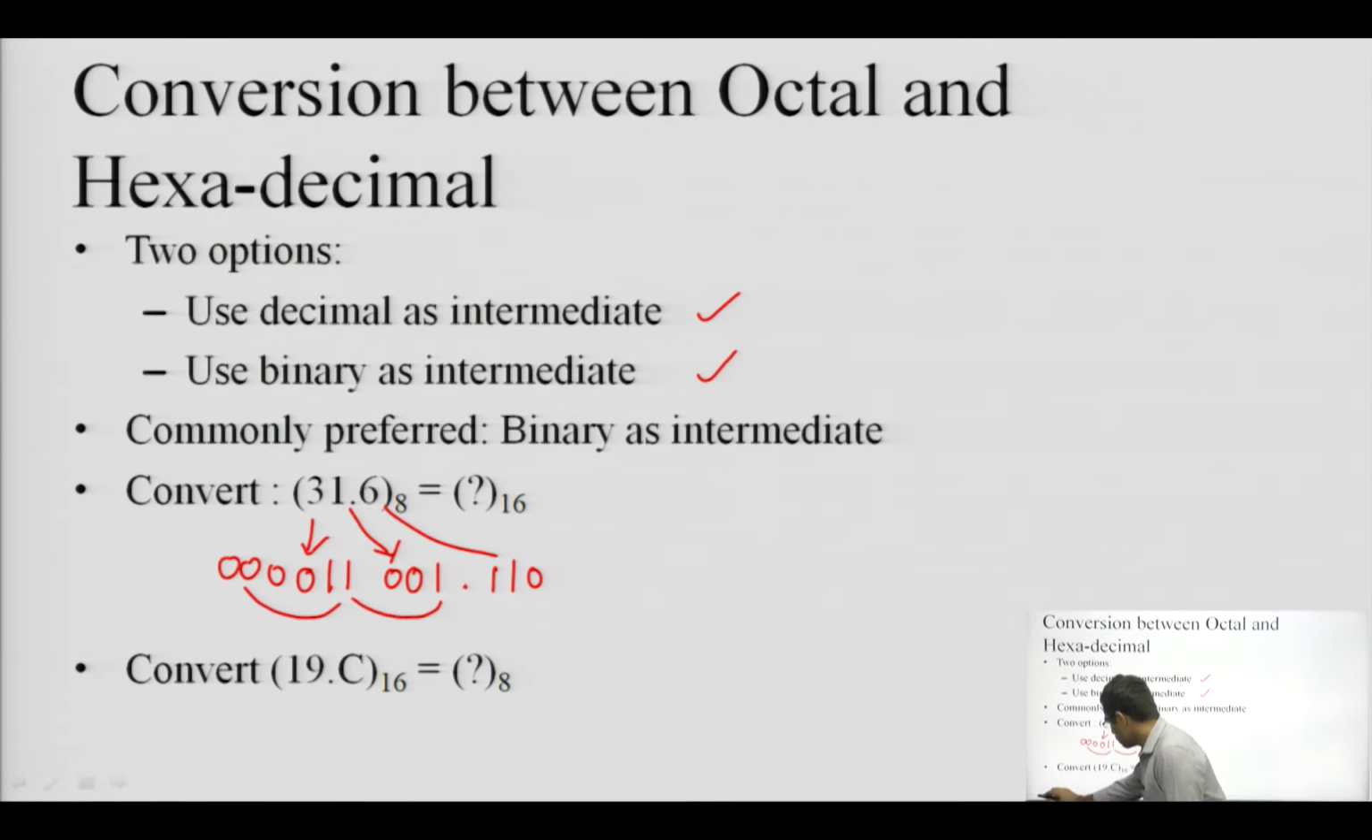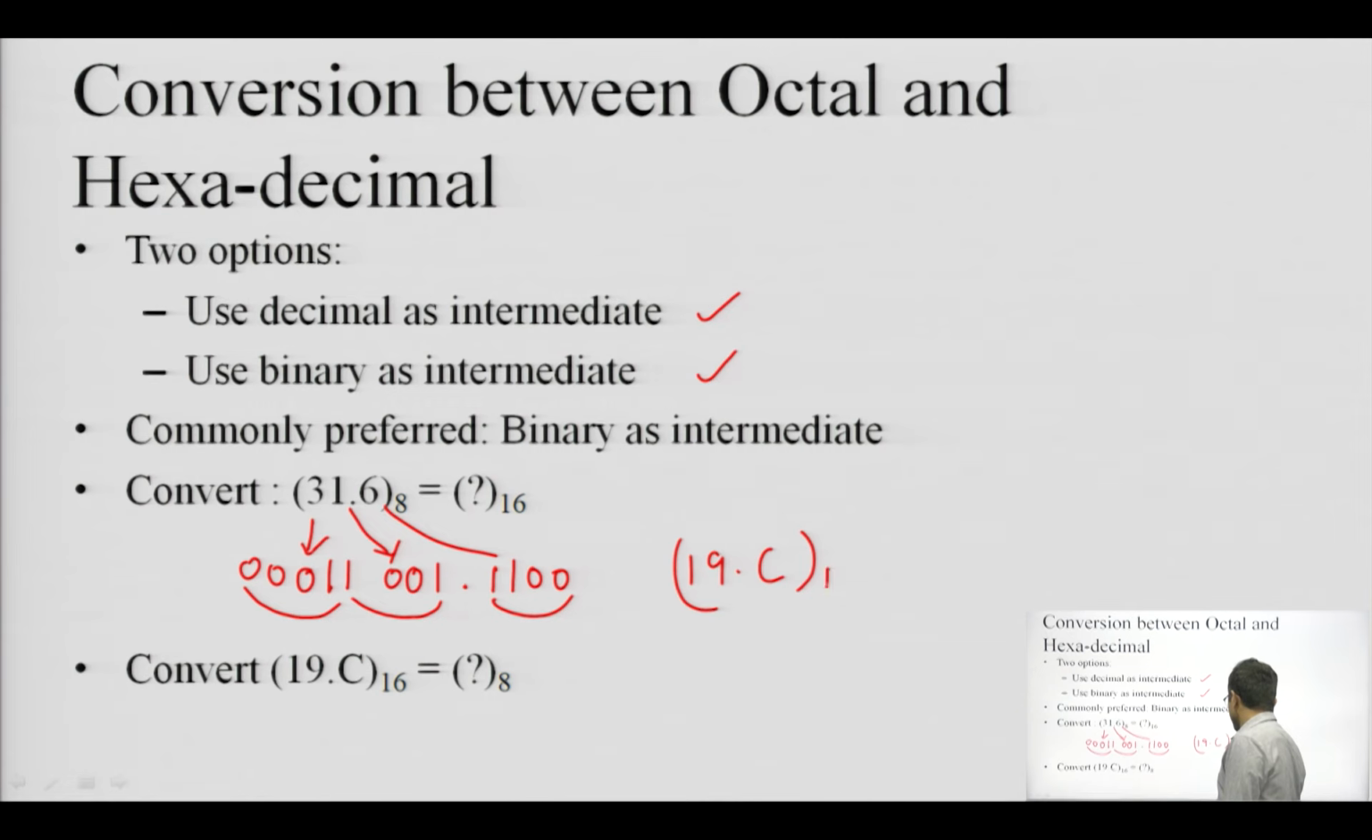Now, if I make groups of 4 bits, here 3 bits are deficient. So, I take these 3 zeros, and here 1 bit is deficient. So, 0001 is 1 and this 1001 is 9 and this 1100 is C. So, we are getting 19.C in hexadecimal.